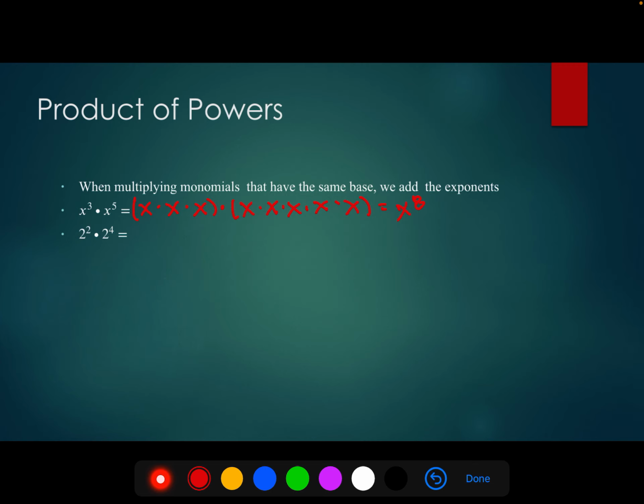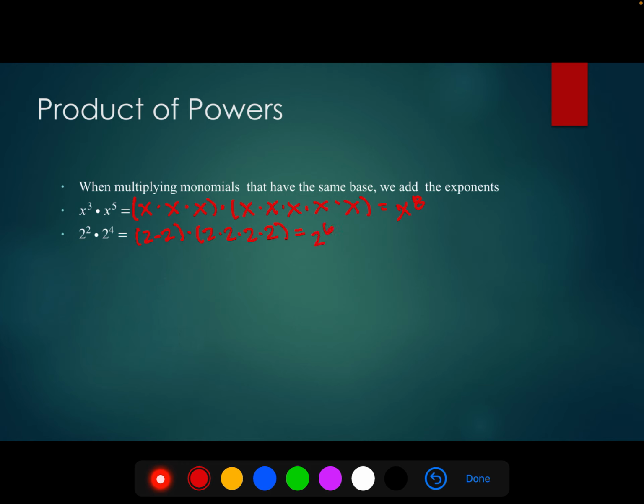And we can do the same thing for when we have a base of an actual number, not a variable. Right? So be careful when you do this. When we multiply two monomials with the same base, we don't multiply the bases together. Right? So here this is 2 squared times 2 to the 4th. So this is the same thing as 2 times 2 times 2 times 2 times 2 times 2. And here we have to count how many 2's we have. We have 1, 2, 3, 4, 5, 6 2's. So this is equal to 2 to the 6th power.